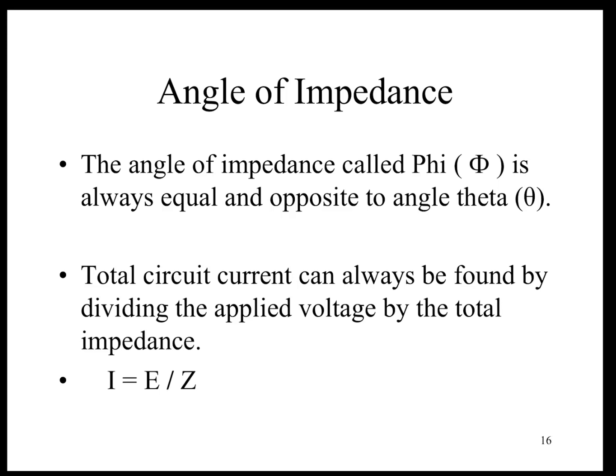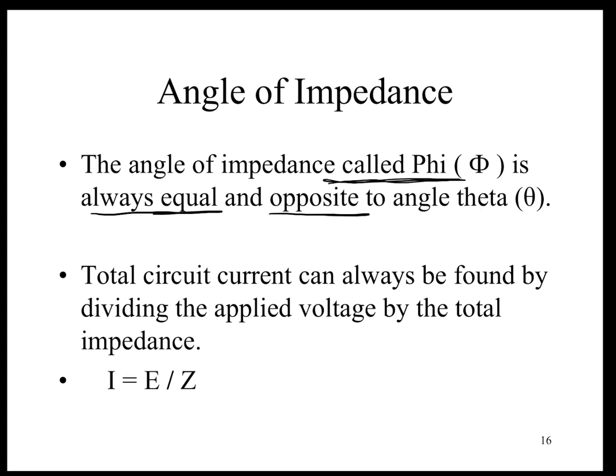So when it comes to the angle of impedance, truly when we're talking about the angle of impedance, it's something we call phi. Now, as it turns out, the angle of impedance, phi, is always equal in magnitude, but opposite in, you could even say polarity, I suppose, but opposite in the leading or lagging relationship.